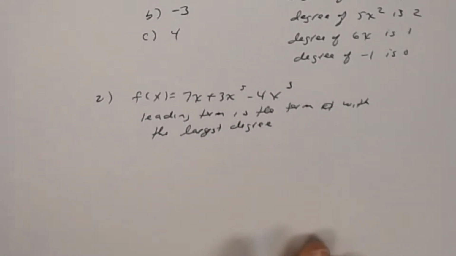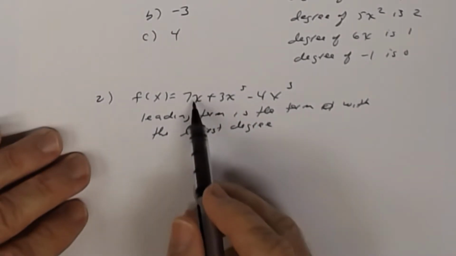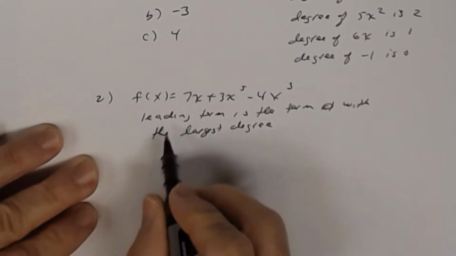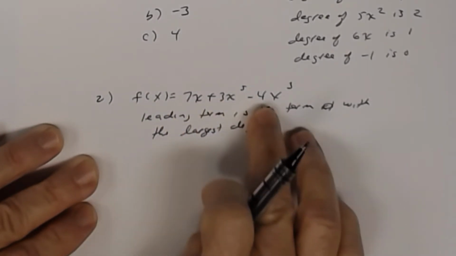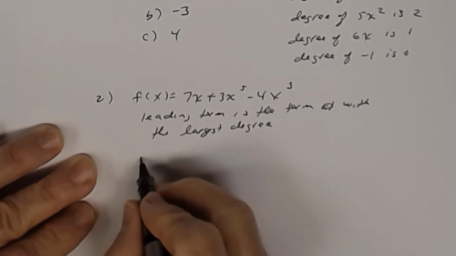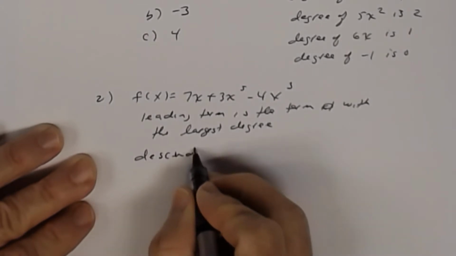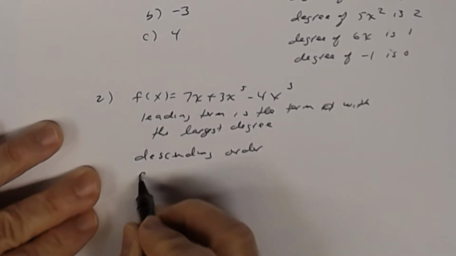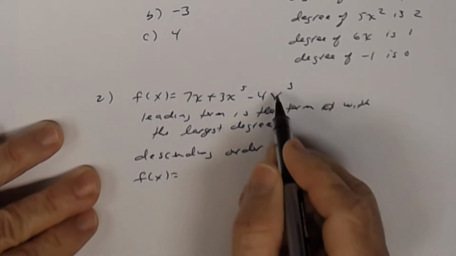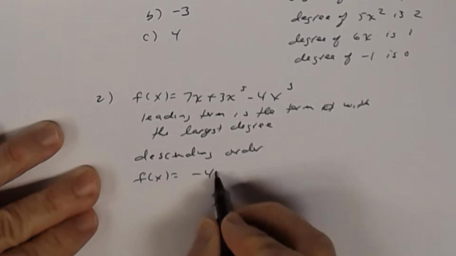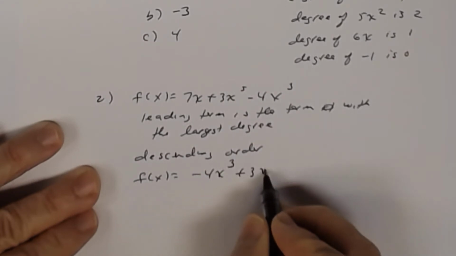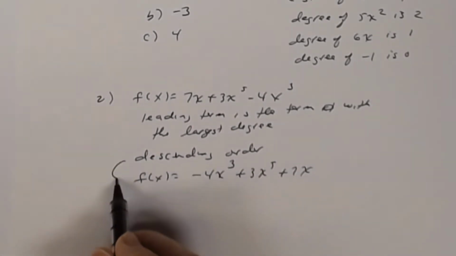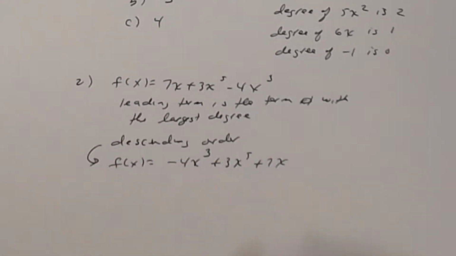Okay? So now notice all you see is the variable x, right? So if you put this in descending order, since all you see is just x, if you wanted to do that, you could. You would have f of x is, and you put the one with the largest exponent first, so 3x to the fifth minus 4x cubed plus 7x. All right, so that's in descending order. But you did not have to do that.